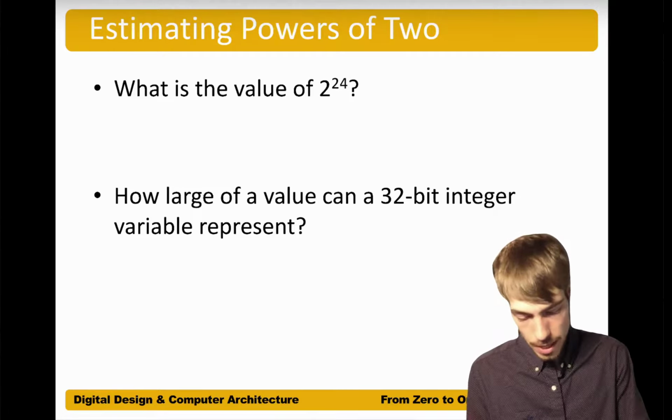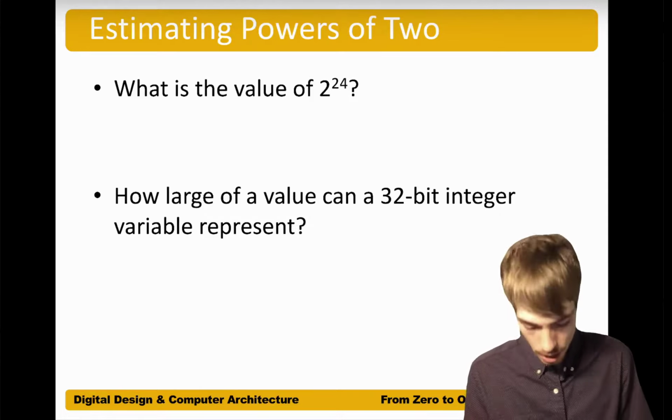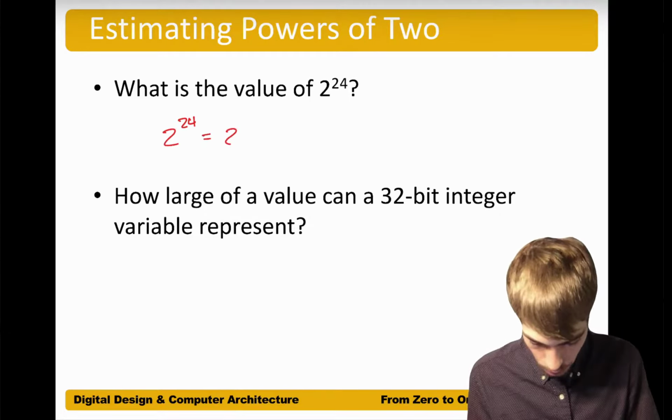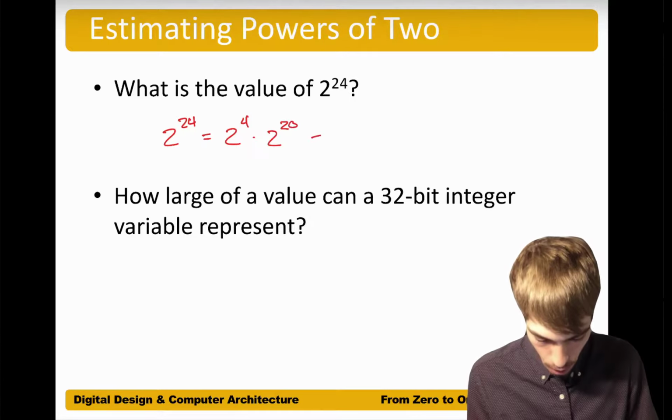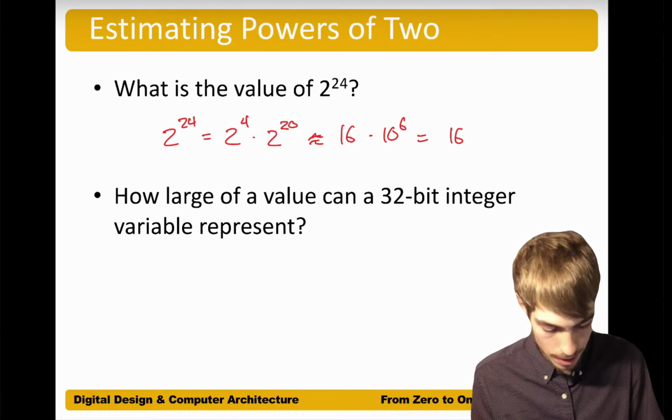So here, first what we can do is take 2 to the 24 and split this into pieces that we recognize. So first we can say 2 to the 24 is equivalent to 2 to the 4th power times 2 to the 20th power. We know 2 to the 4th is equal to 16. And we know from the previous slide that 2 to the 20 is approximately 10 to the 6th. And so this is going to be approximately equal to 16 times 10 to the 6th, or 16 million.